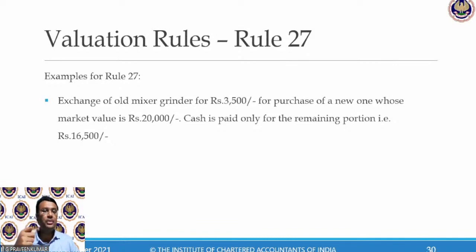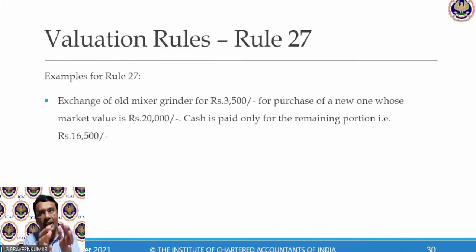Assuming for a minute there is a mixie grinder which has been exchanged for rupees 3,500, where the old mixie grinder was given for 3,500 and the new one was purchased for 20,000. Generally, if you see electronic gadgets like a refrigerator, television, watch, radio. Now, radio these days no one is using. 20 years back, television was a luxury, right?